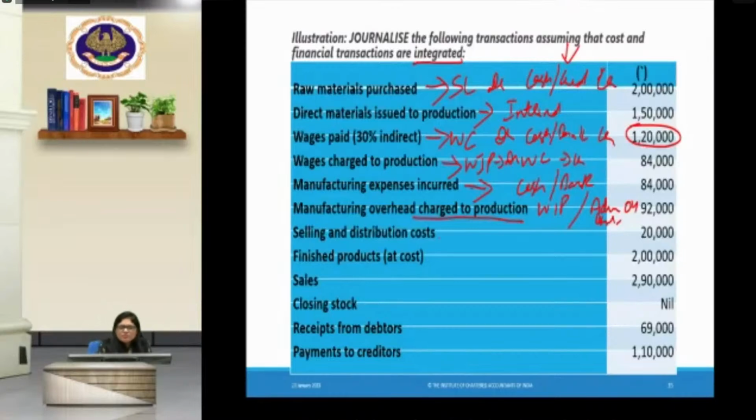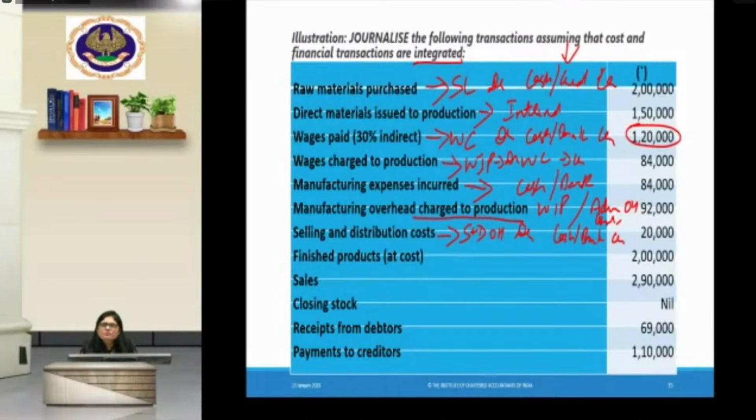Selling and distribution cost. First, it has to be incurred. Incurred means selling and distribution overhead control account debit, cash or bank credit. So you have to first incur it, all right? And then the second entry, transfer it to cost of sales. You have to transfer it on your own, whether it is mentioned in the question or not. Selling and distribution has to go to cost of sales.